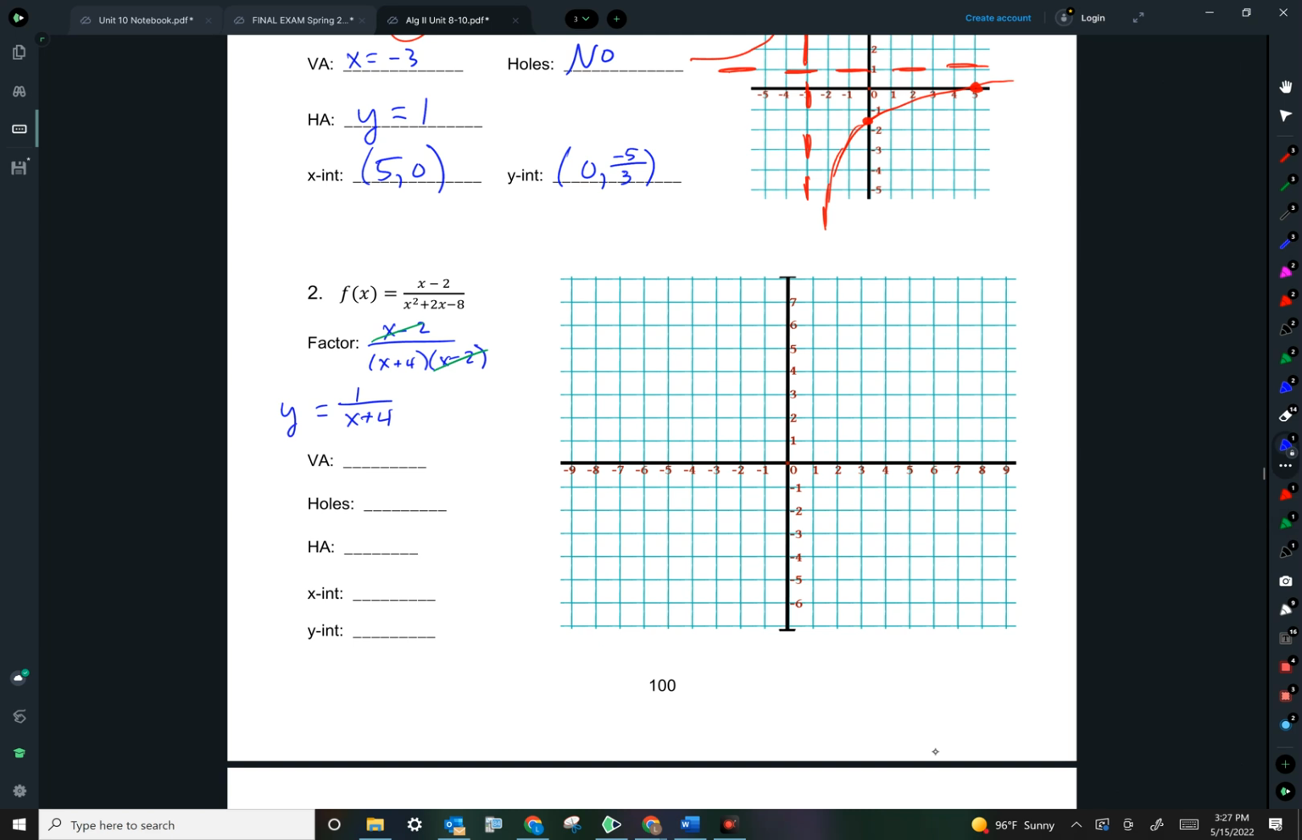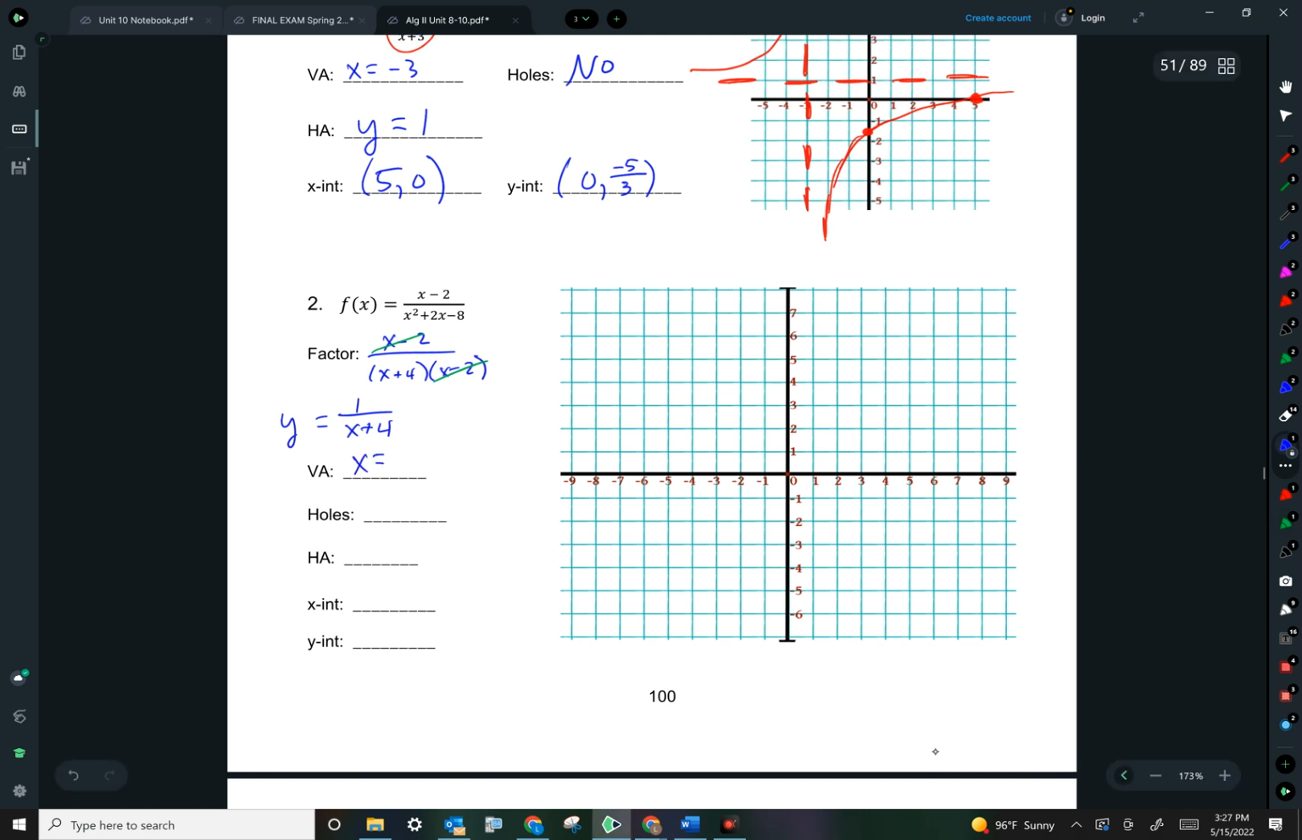So I know there's going to be a vertical asymptote at x equals -4 because that's in the denominator. There's going to be a hole when x equals 2 because that's what canceled out. Remember, in order to find the y value, plug 2 in for x, and we plug it into our simplified version. So if I put in 2 for x, I'm going to have 1 over 6 for the y value.